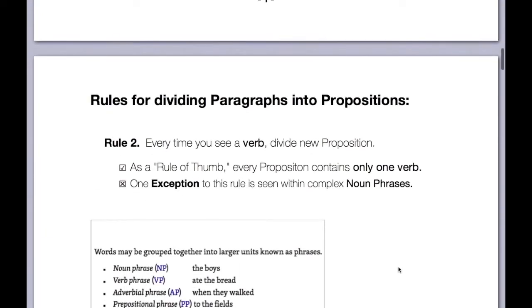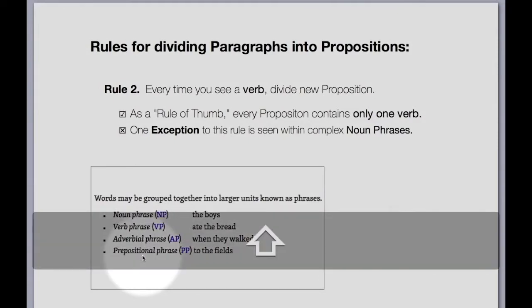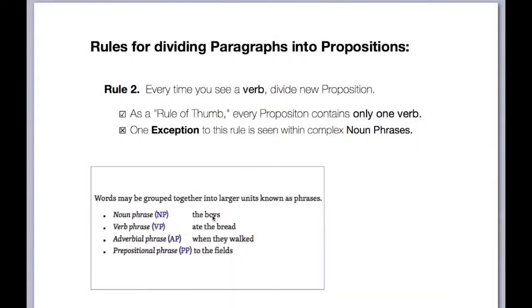Taking our starting point as rule number 2 from last time, we said if you see that verb, just slice a new proposition. But our first exception is going to come from what we call complex noun phrases. Noun phrases are part of the phrases that make up sentences, and those could be things like noun phrase, verb phrase, adverbial phrase, prepositional phrase, and so forth. So we've got some easy examples here to start off with. Things like the boys ate the bread when they walked to the fields.